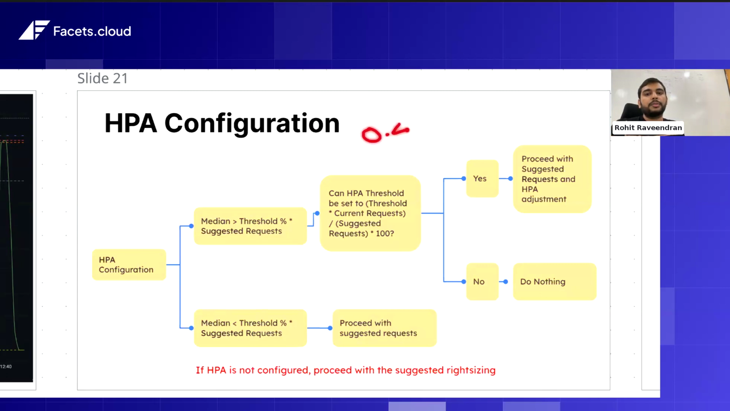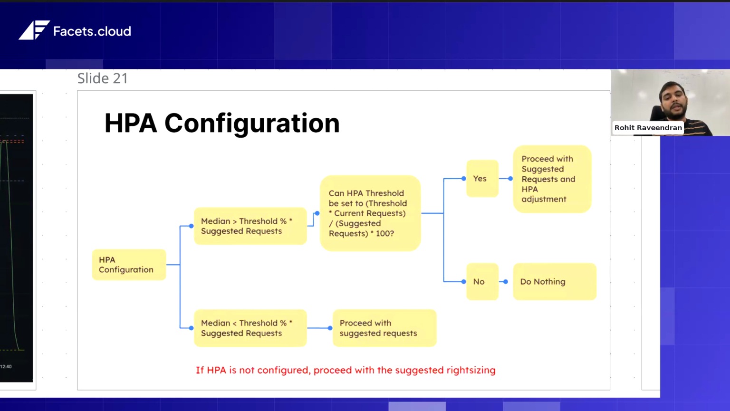So sorry, the absolute value of the threshold at which the HPA will trigger a scale up is now 0.4. You have to make sure your median utilization is not more than that. Let's say if your median utilization is 0.45, what would end up happening is that your application constantly tries to scale up, and then you defeat the purpose of doing the whole optimization, right? So this is what we are suggesting here. If the median is greater than threshold percentage into the new suggested request, then you need to re-optimize the HPA threshold. If you can do it, then proceed with the suggested request. If not, do nothing.